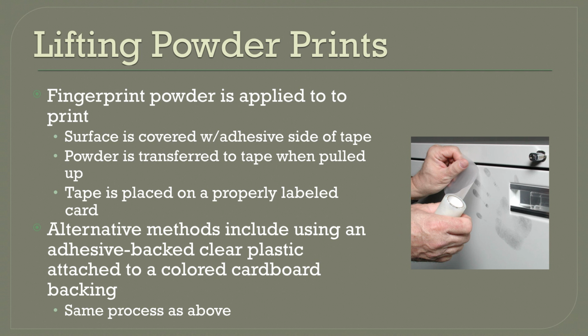The tape is then placed on a properly labeled card. It must be properly labeled so that all information is known of where that print came from, and so on. And then it's submitted as evidence. The alternative methods include using an adhesive-backed clear plastic that's attached to a colored cardboard backing, but it's still recovered or lifted in the same manner as it is with the tape.